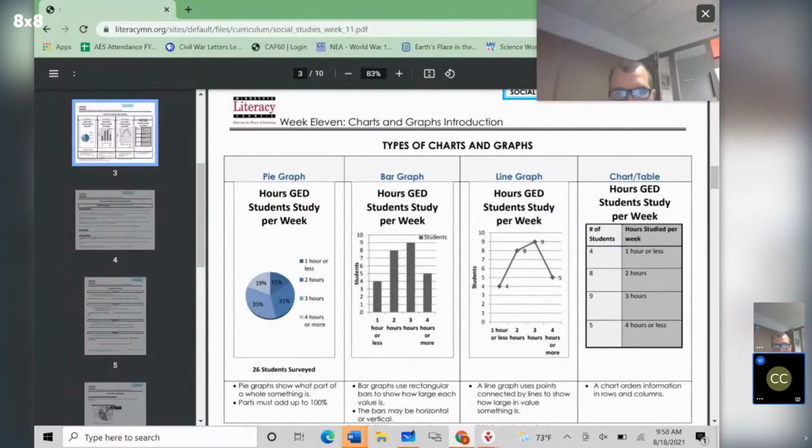We're going to continue talking about charts and graphs. I'm going to give people maybe just about another minute. Today, we're going to look specifically at a pie graph, but I want to show you all the different types of charts and graphs you might see on the test.